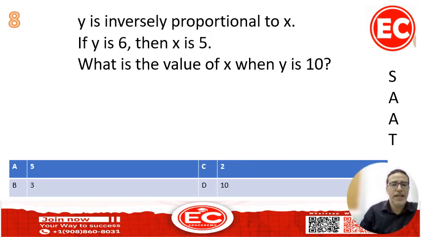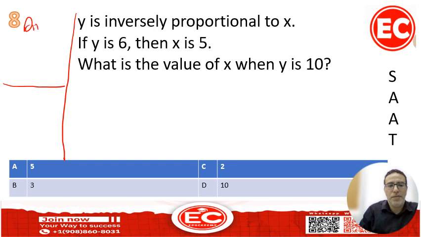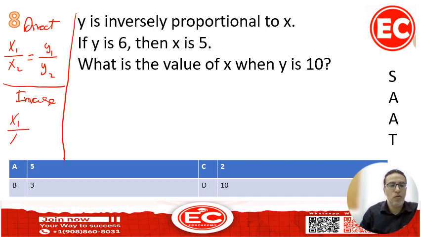Regarding question number 8, it says y is inversely proportional to x, and if y is equal to 6, then x is equal to 5. You should know that you have two cases for proportion: direct proportion and inverse. In the case of direct, x1 over x2 is equal to y1 over y2. But in the case of inverse, x1 over x2 is equal to y2 divided by y1. So where are x1 and y1? Read the question and follow it.